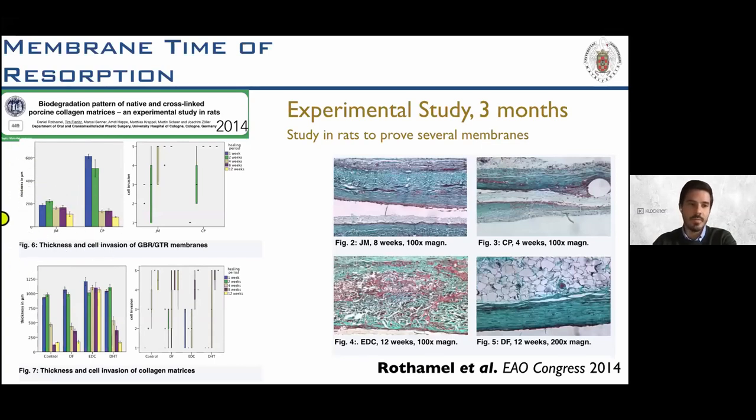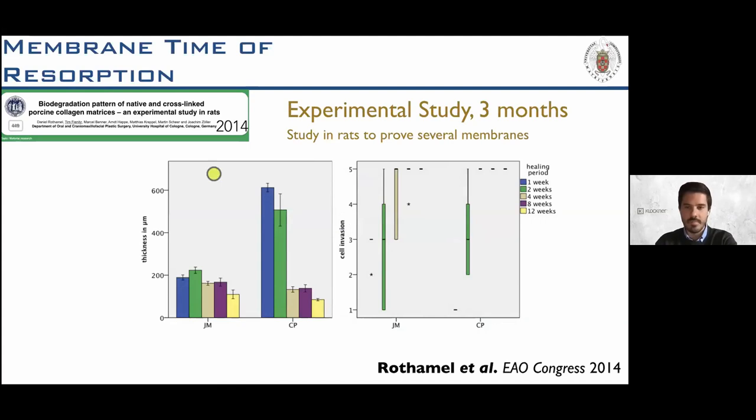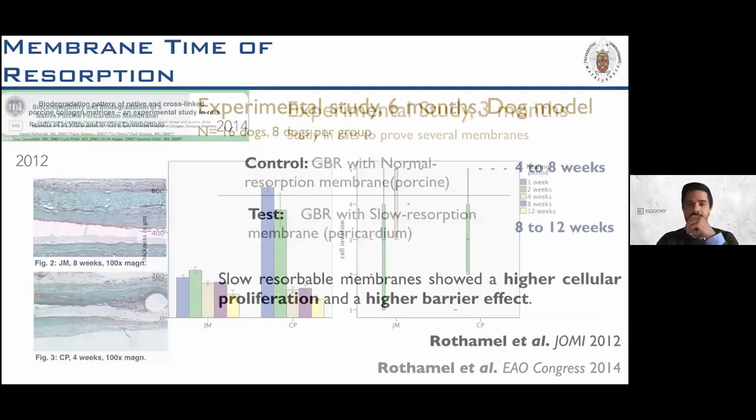As you can see here, the outcome variable was the thickness of the membrane over time, which is also related to the barrier effect of this kind of membrane. And the bars in different colors represent the time: 1 week, 2 weeks, 4 weeks, 1 week, 2 weeks, 4 weeks, 8 weeks, and 12 weeks. Remember, 3 months. As you can see, the thickness over time of the pericardial membrane is stable. However, the natural collagen membrane is very thick at the beginning, but really thin at the end of the study. And this is related also to the barrier effect of those kinds of membranes. And that was tested by this experimental study.